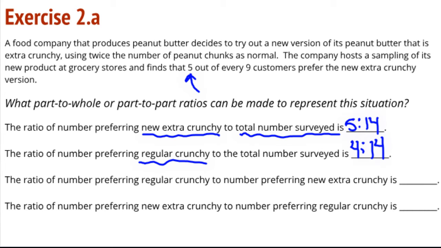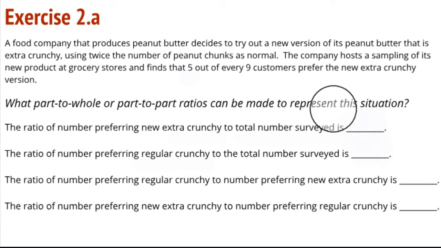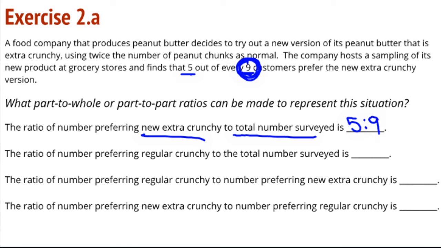Now, hopefully right now your brain is screaming, wait. Where did 14 come from? Excellent. There aren't 14 people surveyed. It says 5 out of every 9. 9 is the total. We are not going to add these two together to find a total. The number preferring the new extra crunchy to the total number is 5 to 9.